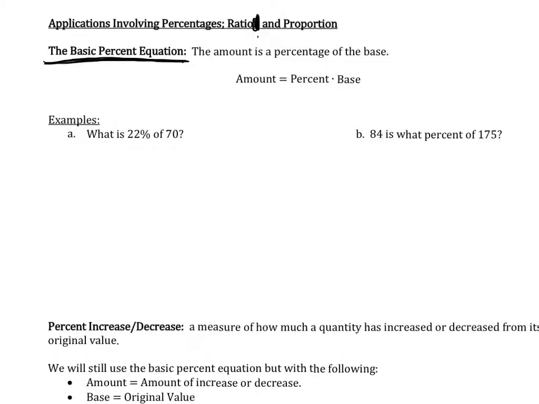The basic percent equation states that the amount is a percentage of the base. There are three keywords in this sentence: amount, percentage, and base. If I change that into a mathematical statement, I could write it as amount equals percent times base. One thing that I always remember is that the percentage is always given to us using the percent symbol or the word percent, and the base always follows the word "of." That's how much out of something you're using. That's your base.